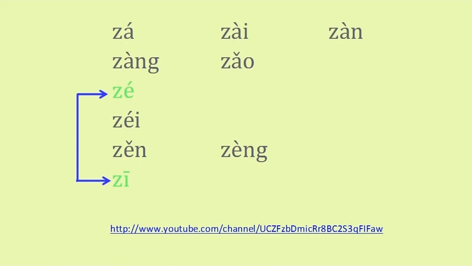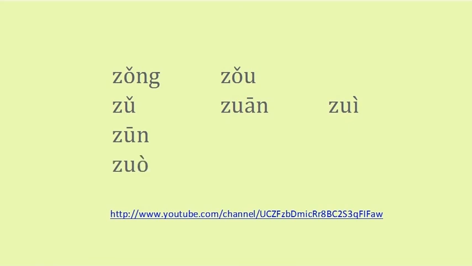Zoeng is pronounced as zong. Zou is pronounced as zhou. Ziu is pronounced as zhu. Zuan is pronounced as zuan. Zui is pronounced as zui. Zun is pronounced as zun. Zuo is pronounced as zuo.